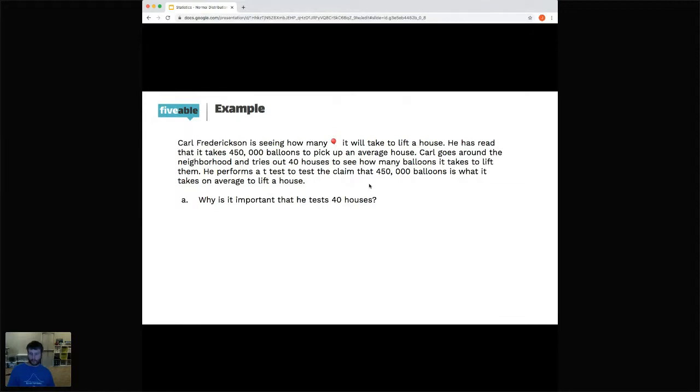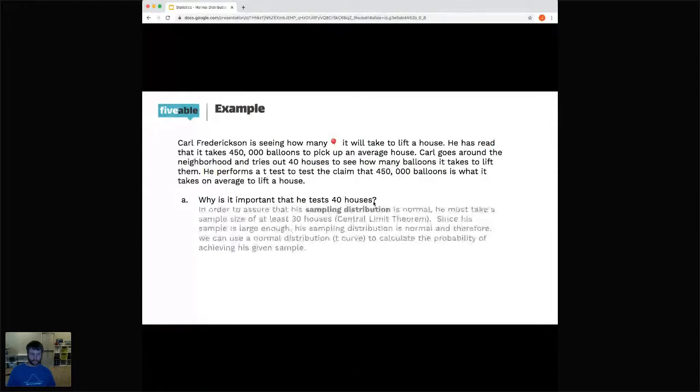It is relating to the normal condition to reduce sampling variability. That's really good. That's another good way of putting it. Because if you only took a sample of 2, well, what if you took the smallest 2 houses or the largest 2 houses out there? So your sampling variability is off. 40 is greater than 30, Central Limit Theorem. Good.